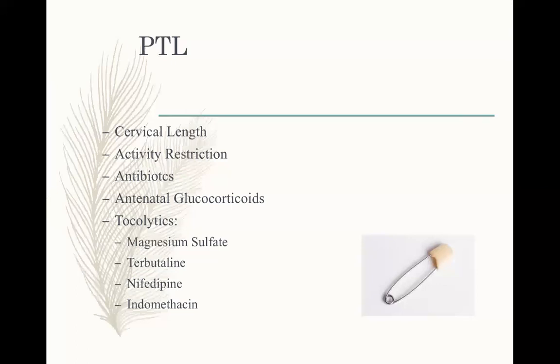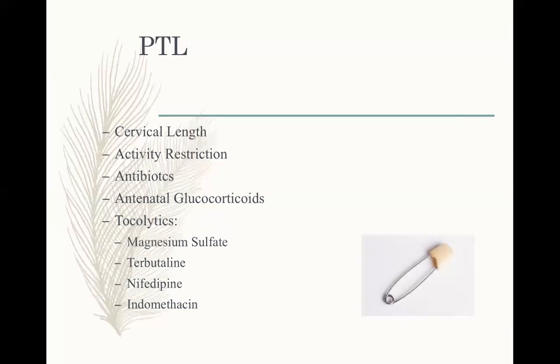The betamethasone helps to kickstart the baby's lungs into developing surfactant, so they're able to keep their alveoli nice and open and do that gas exchange. So it's really helped significantly with respiratory distress in preterm kiddos. Some of the tocolytics that we use include mag sulfate, terbutaline, nifedipine, and indomethacin.